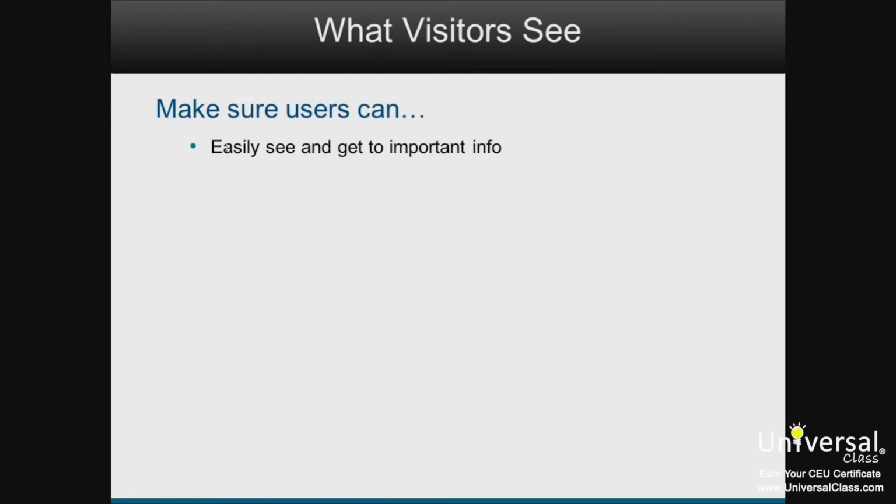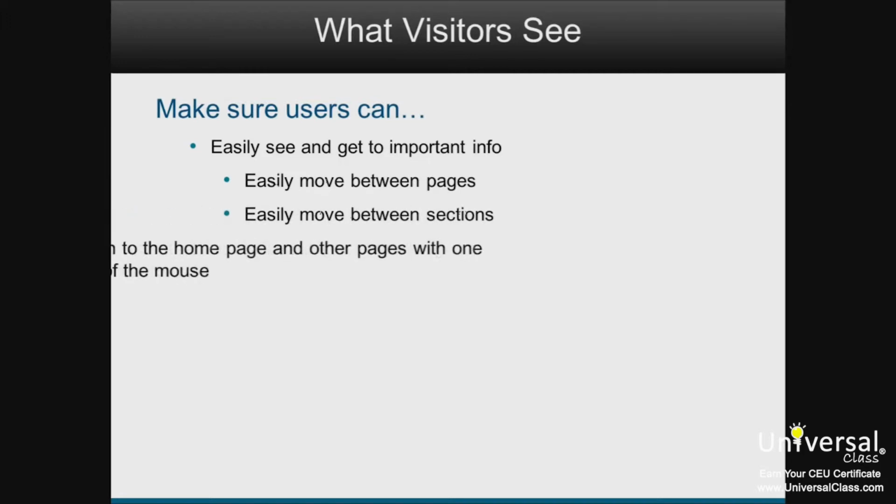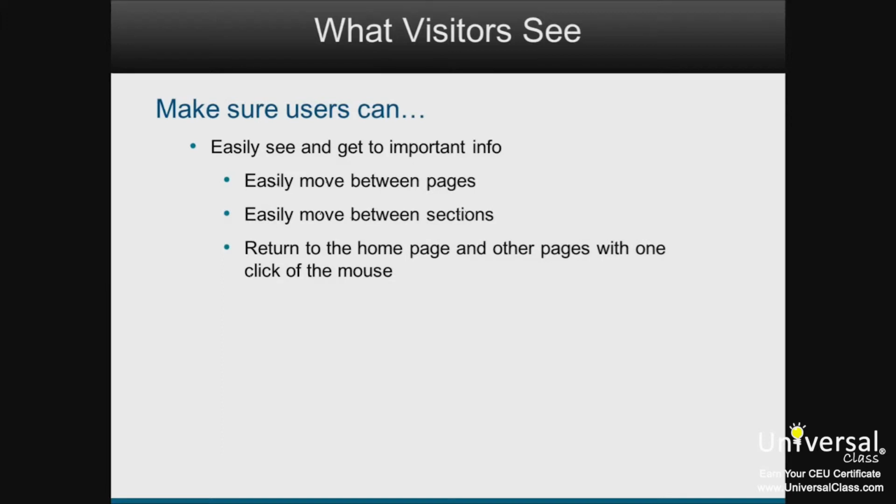So first, let's talk about what visitors see. As said above, what your user sees is the design and navigation of your site. When they first come to your website, they will be on your home page. What will they see there, and how will they move from the home page to other pages in your site? Your visitors should be able to easily see the navigation of your site as well as important information on the pages. You want to make sure that your users can easily see and get to the important information on all pages and locations on your site, easily move between pages, easily move between sections, and return to the main page or home page of your site and other pages in one step or click of the mouse. You'll learn how to create navigation menus later in this course.